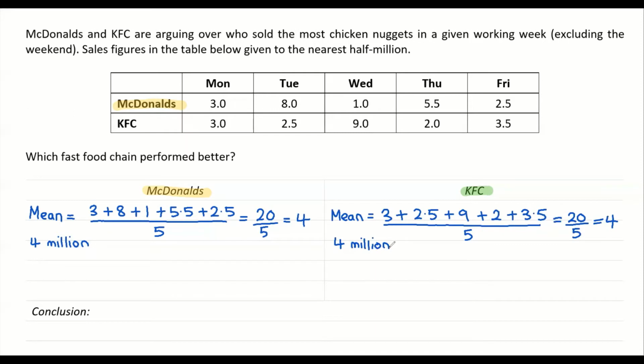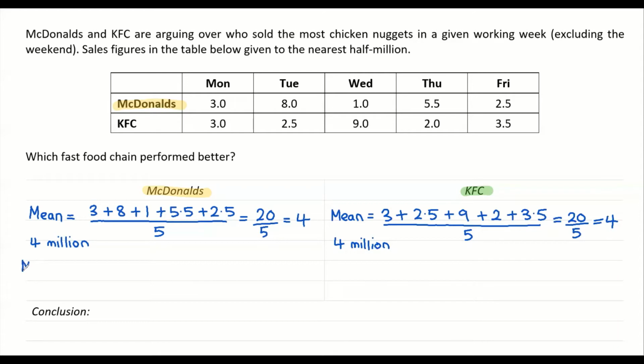Well, do we have any other averages we can look at? Well, yes, we do. We could look at the median for each, the middle value. Perhaps we could compare the median and decide which company was more successful. So let's do the median.